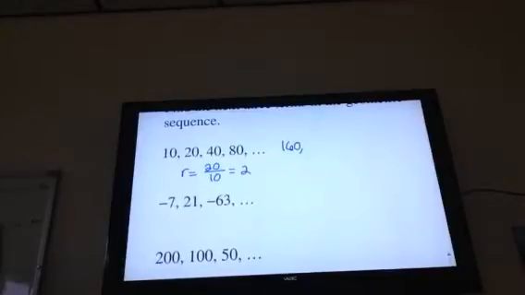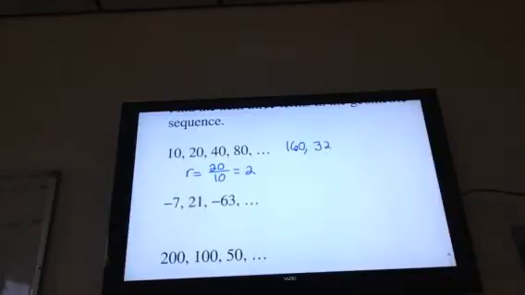160 is currently stored in your calculator. So just go times 2. Don't have to repeat the 160. And you get 320. And then times 2. You don't have to repeat the 320. It's 640. And then there's my next 3 terms.